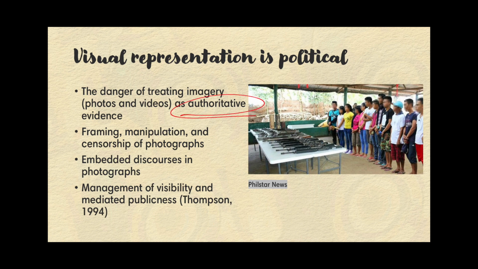You show a picture and then we're in a good spot. Or you see a really bad one, you see people crowding and they're waiting for their ayuda, they're waiting for their assistance. And then you take that picture, and that's authoritative evidence that this country is going down. Right, so because photographs are very powerful, they're very striking, so they can be used as authoritative evidence that can be framed, manipulated, and censored.